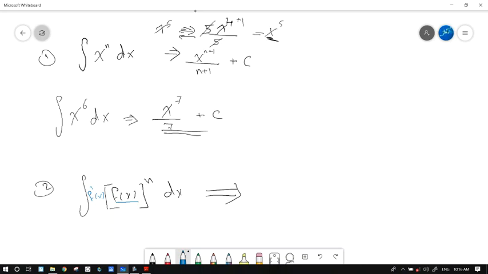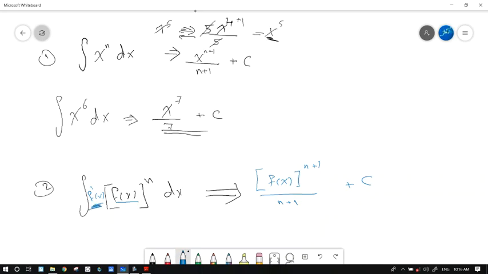You will increase the power by 1 and divide by the new power. So it will be f of x whole power n plus 1, and divide by the new power n plus 1, and don't forget plus constant C. So again, make sure that the given function inside the bracket, its derivative must be multiplied by the bracket. And don't forget this rule.